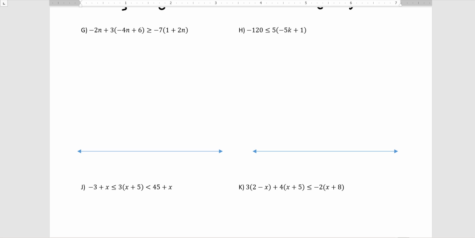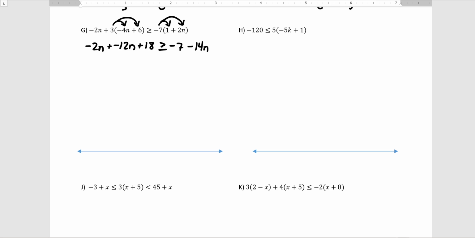All right. Let's go ahead and check letter G here. So looking at letter G, I think I'd start by distributing everything that we need to here. So I'd distribute that 3, and I'd also distribute this -7. So I'd have -2n. 3 times -4 would be -12, so this will give me -12n. And then 3 times 6 is 18. And that's going to be greater than or equal to, -7 times 1 is -7. And -7 times 2n would be -14.